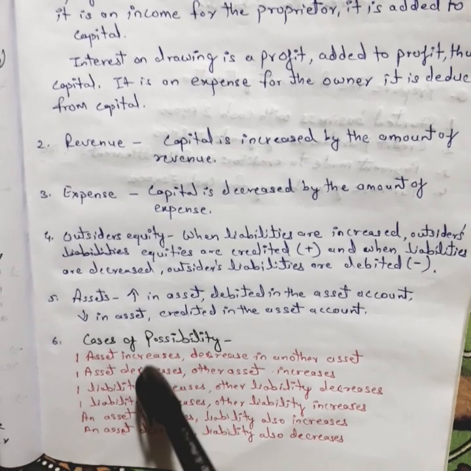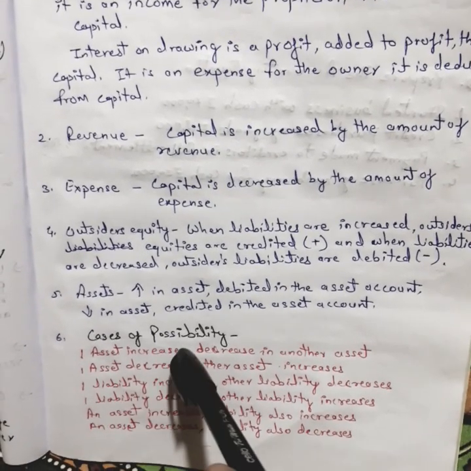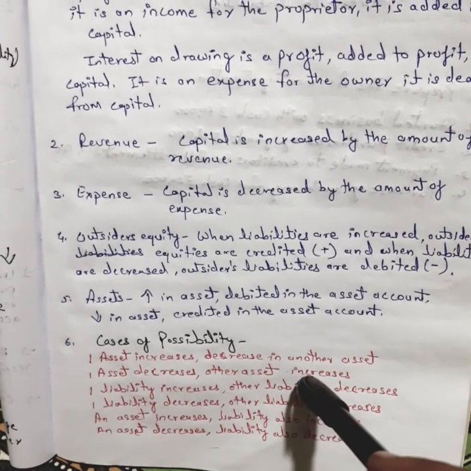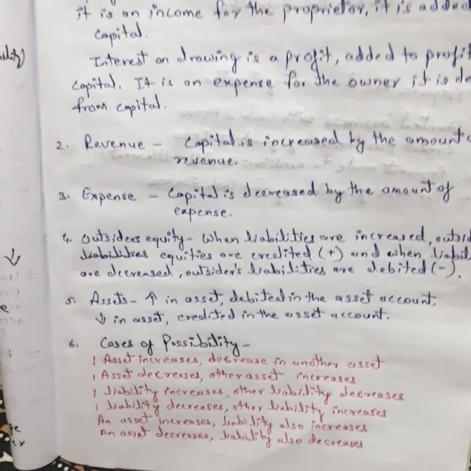Then there are certain cases of possibility, like one asset increases and another asset decreases, one asset decreases and another asset increases, one liability increases and another liability decreases.